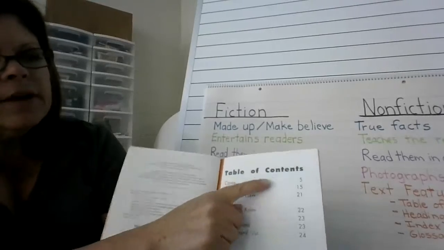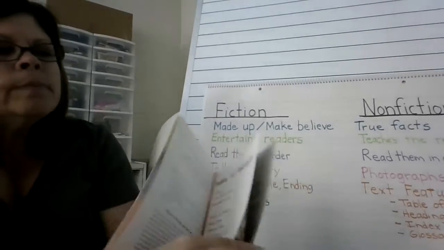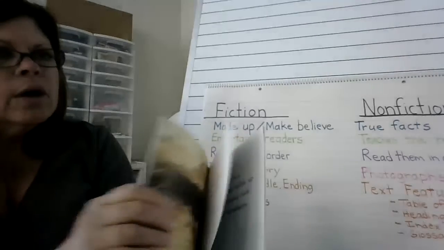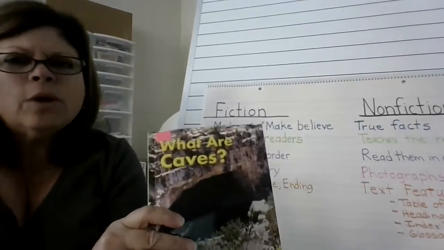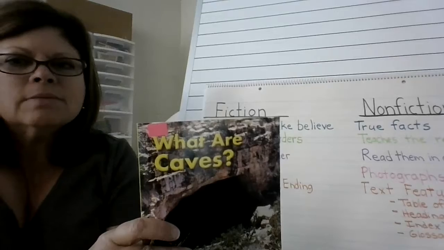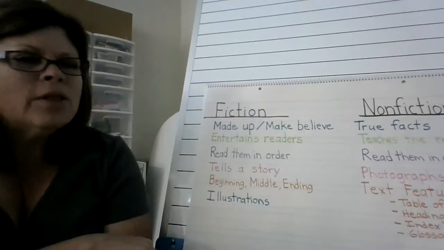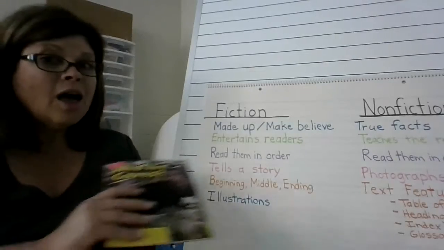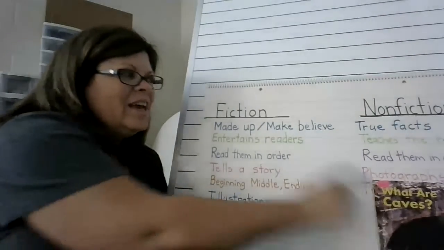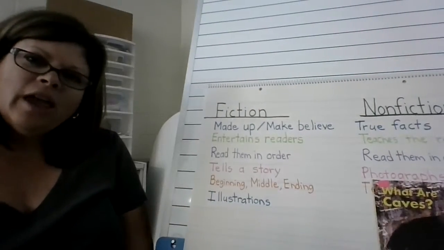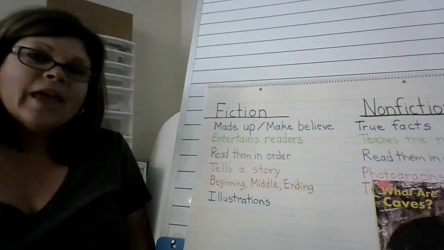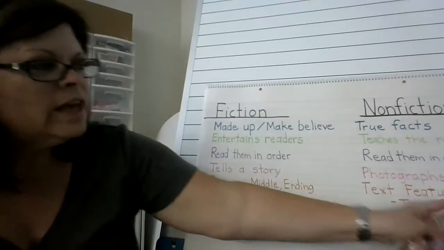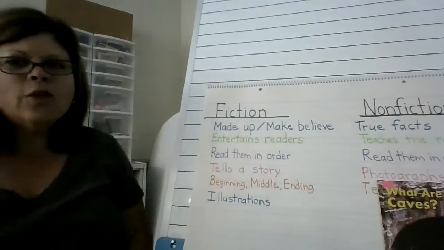Whoa, table of contents. So as I read, I didn't have to read the whole thing. I just kind of looked at pages. Point to where you think it belongs. Fiction or nonfiction? Nonfiction, yes. It's a true book. It's about caves, what they're like in real life. And it had that table of contents. Remember the text feature that has a table of contents? There we go. Those were the clues.